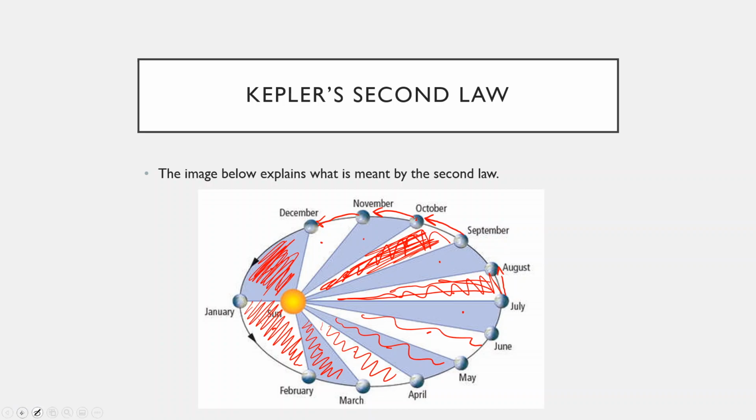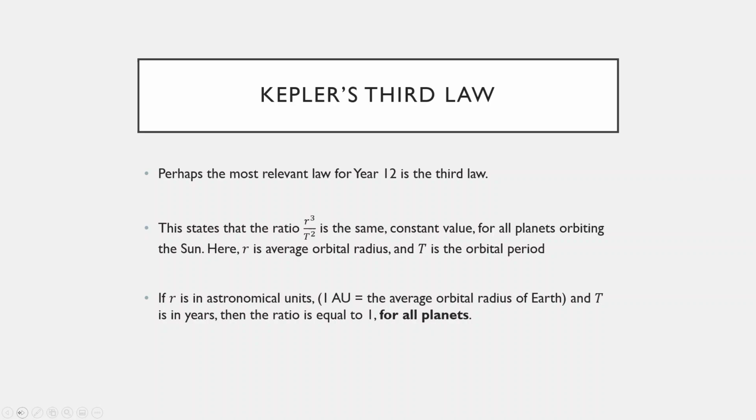Now the third law, this is the most relevant for you guys. The third law states that the cube of the average orbital radius divided by the square of the orbital period is the same for all the objects that are orbiting a central body of some kind. In this case, Kepler's third law was talking about planets orbiting the sun. This ratio for all of those planets with those orbital characteristics is the same.